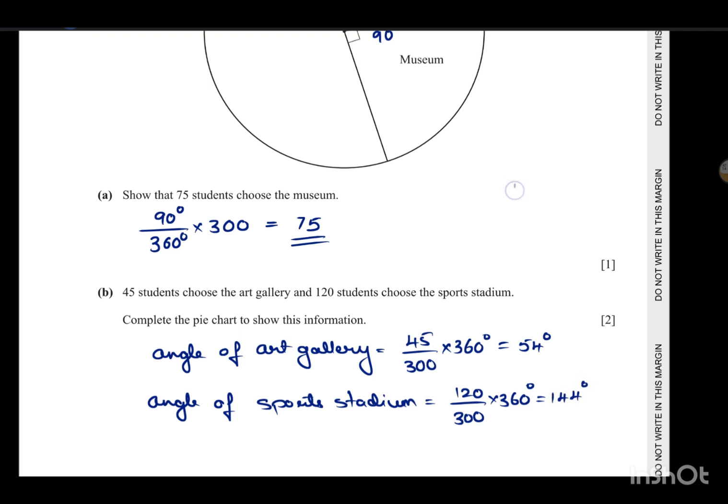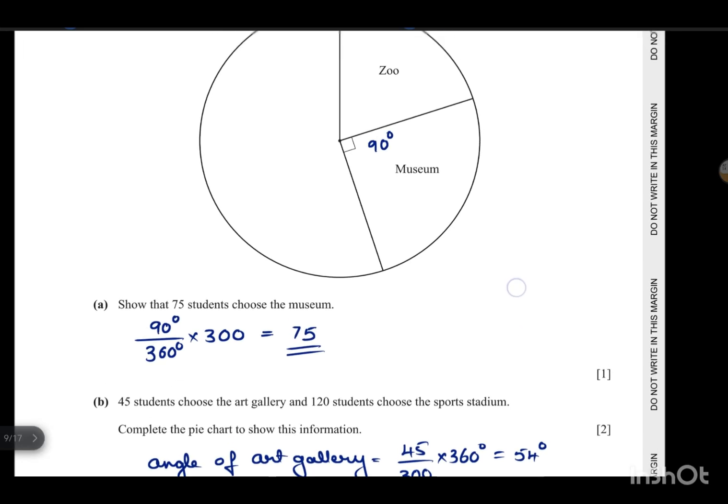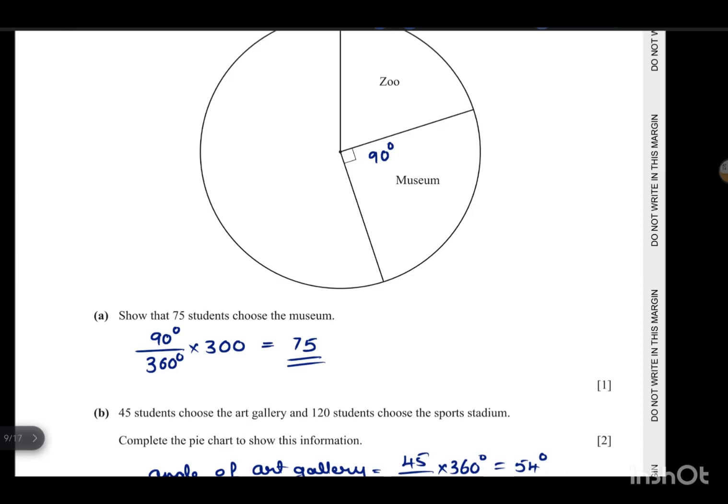So when you get the angle, you just need the protractor here. Take the protractor, I'll just show you roughly. Align the 0 of the protractor with this line and check 54 degrees and make a line. Suppose maybe it is like this. This is 54 degrees maybe. Then your pie chart will be completed. This is 54 and this is 144. Your pie chart is completed.